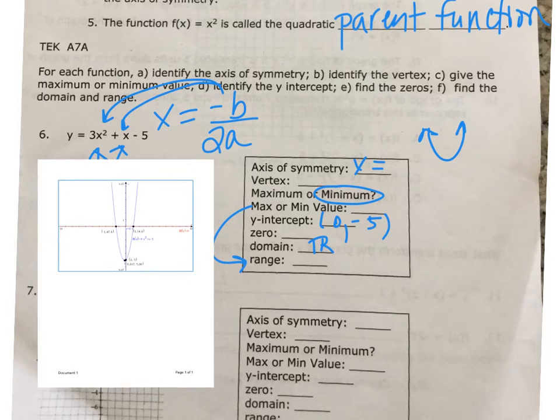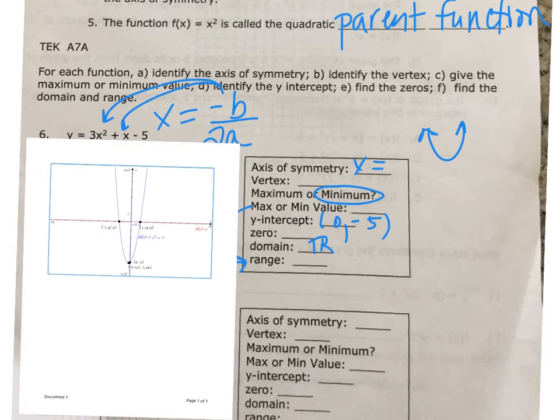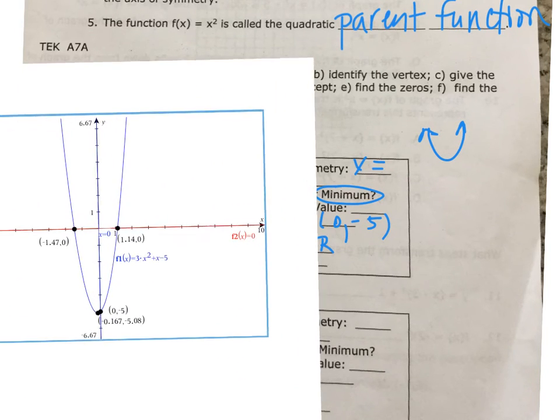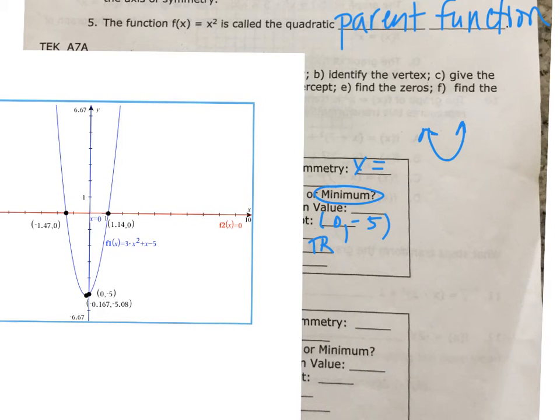Okay, so here's the picture of the graph. I'm going to make it bigger, and then I'll shrink it down, just so you can see. So the first thing I did was had the calculator calculate zeros. And you can see that's -1.47 and 1.14.